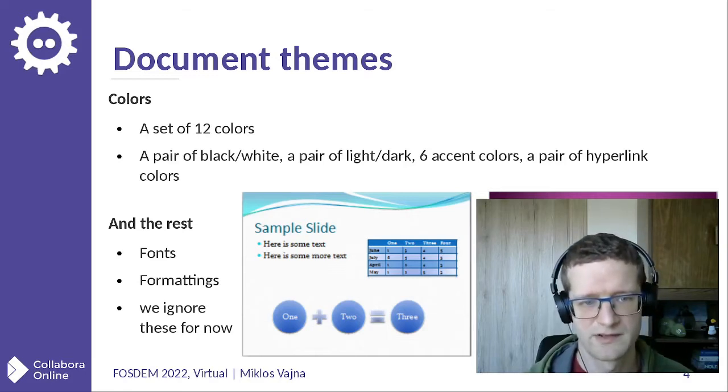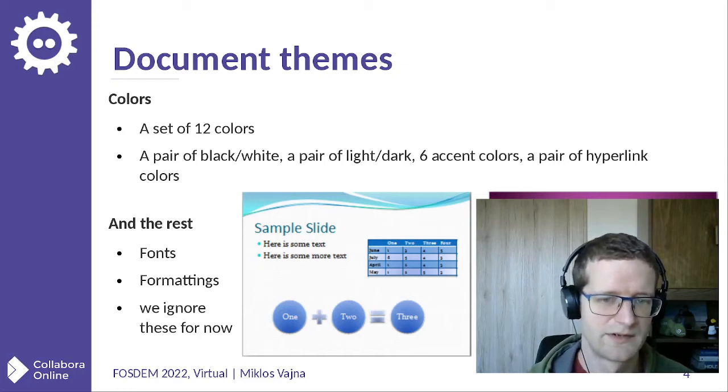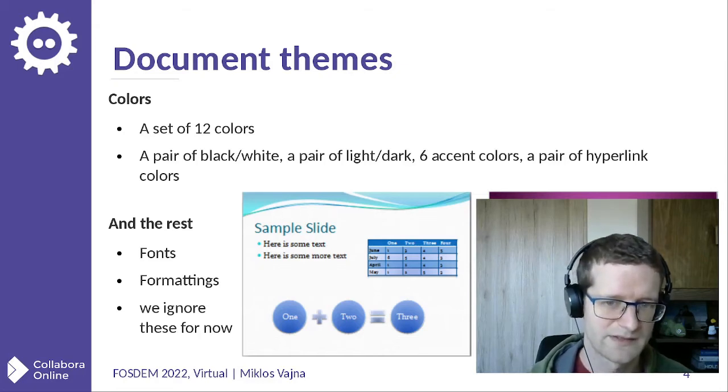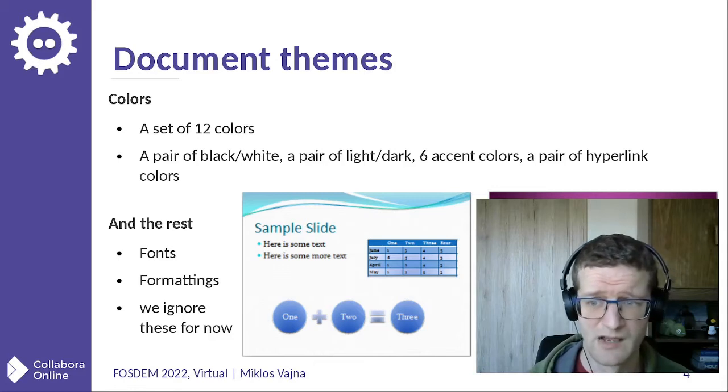Regarding the colors, the 12 colors are a pair of black and white that's basically left unchanged all the time. There is a pair of lighter text color and darker. Darker is typically used as a background color, and lighter is the actual font color. Then we have 6 accent colors. All of these are more or less dark background colors used in charts and shapes and so on. And there is also a pair of colors for hyperlinks.